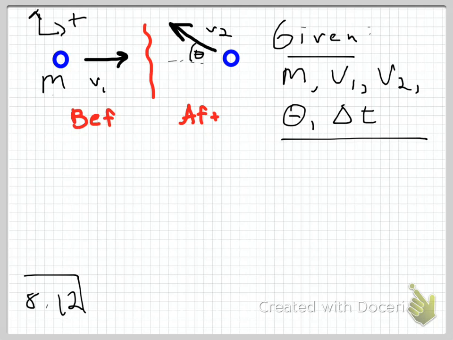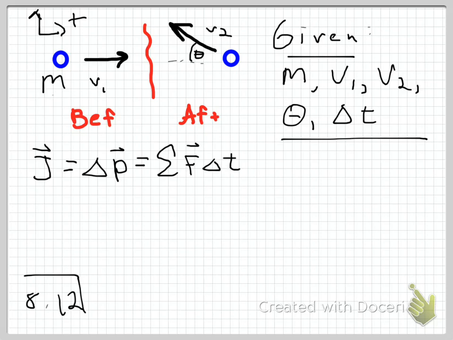So what is impulse? Your book uses the symbol J. It's just defined here as the change in momentum. And we can also define it as the net force applied over some time interval. This is a simplified definition, I should point out, but for the purposes of this class it's perfect. So I'm going to take advantage of the equivalency of these terms.